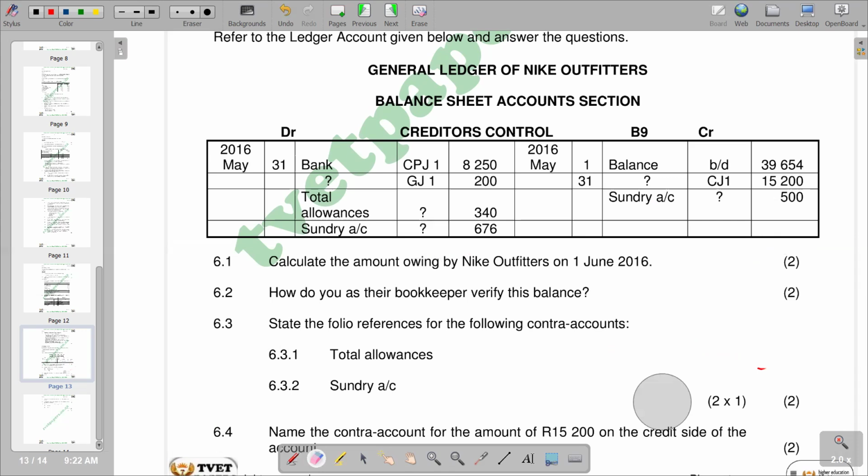Going forward, we have 6.2. It reads: how do you, as the bookkeeper, verify this balance? The balance being asked about is the one we got in 6.1, which is 45,888. This is the balance that Nick Outfitters owes the creditors at the end of the period, on 1 June 2016. To verify that it is a correct figure, we compare it with the balance of the creditors list. The total of the creditors list should be equal to this final balance in the creditors control. So that's how we verify it.